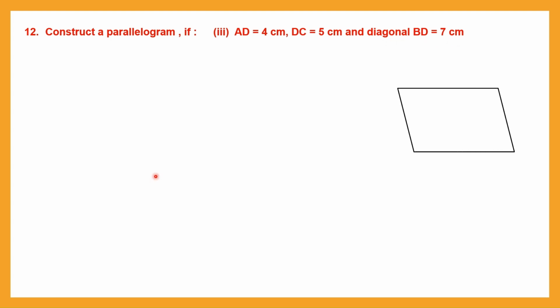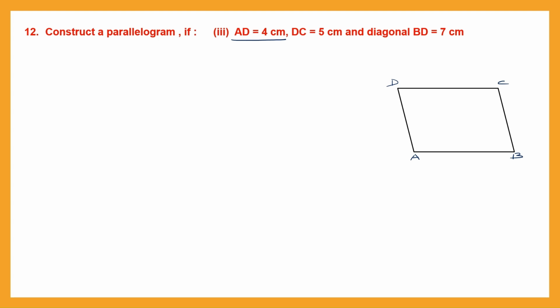So let's draw a parallelogram. Here we have a parallelogram, and since no angle is given, we can write the letters the way that we want. So we can say A, B, C, D is the parallelogram. Now let's follow the question and write the measurements.